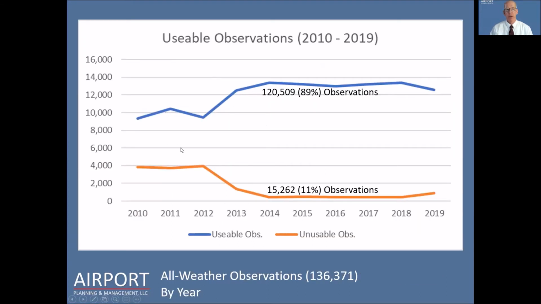Here, with that same information for this particular airport, 371 observations, 11% were unusable. That means it was missing wind or weather data, or it was missing ceiling, sky cover, or visibility. As you can see, fairly stable unusable observations, then they decreased significantly between 2012 and 2014, possibly a replacement of the weather instrument here.